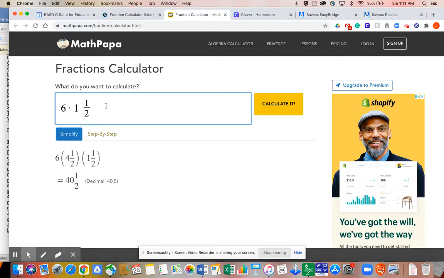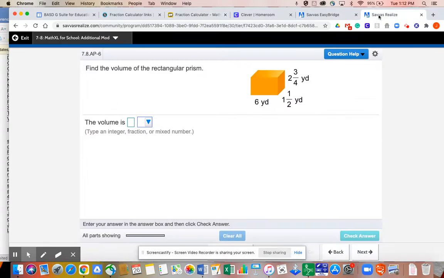The multiplication sign is shift 8. And then I believe that was 2 space bar 3/4. So 3, the question mark key, the fraction bar is right there. 4, calculate, and we get 24 3/4. So I'm going to go back to SAVVAS.